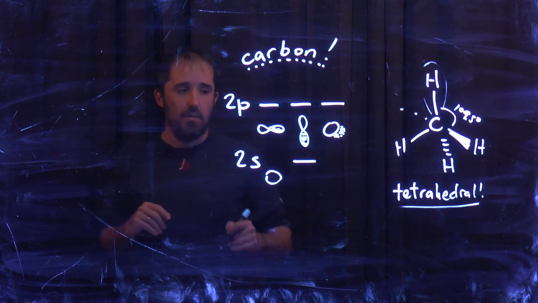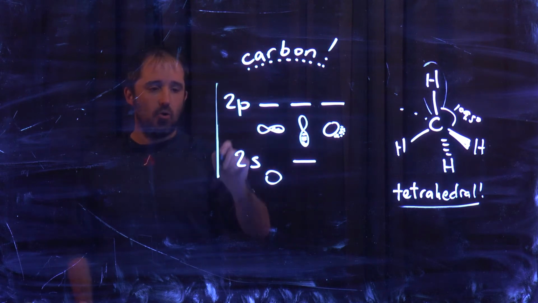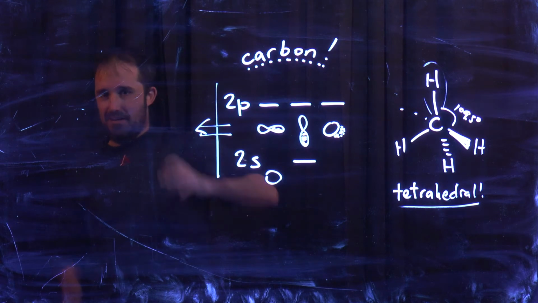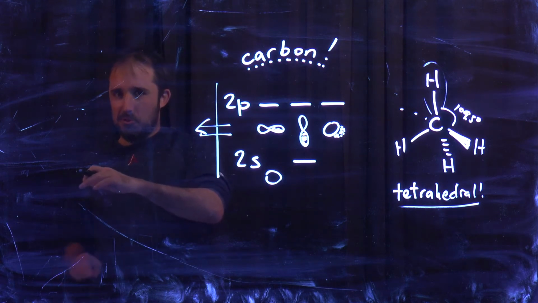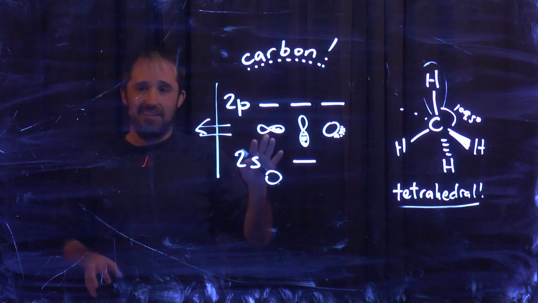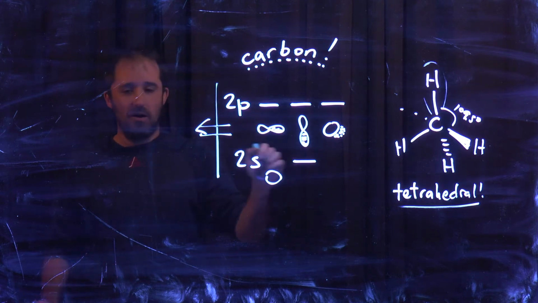Okay, here's what I'm going to do. I'm going to take these 4 orbitals. I'm going to put them in a blender. Put a cap on it. Okay, so now 4 orbitals, 3 in 1.